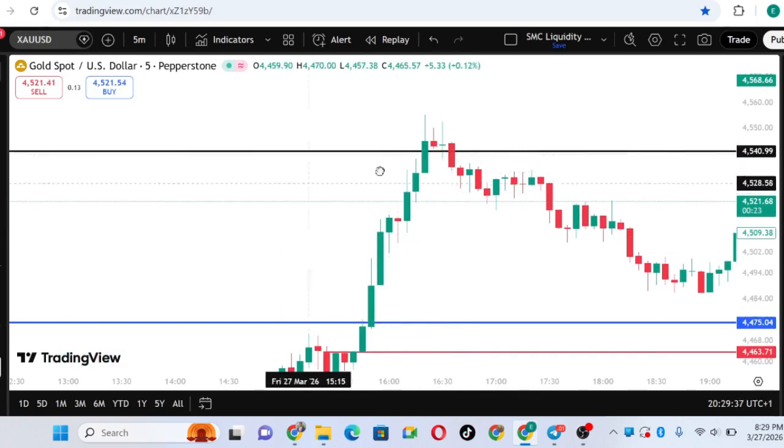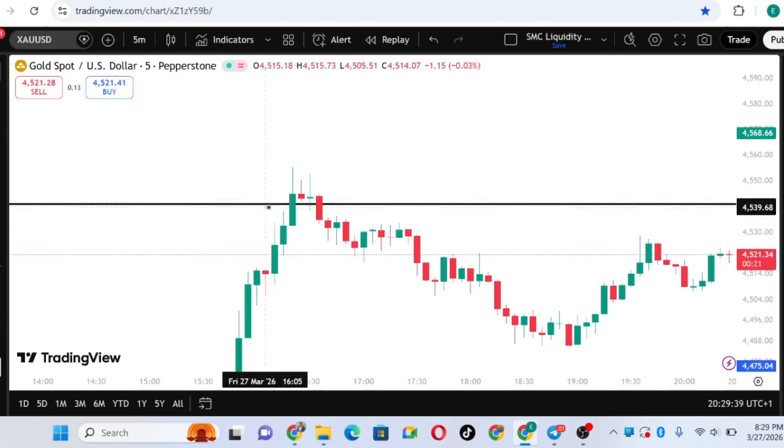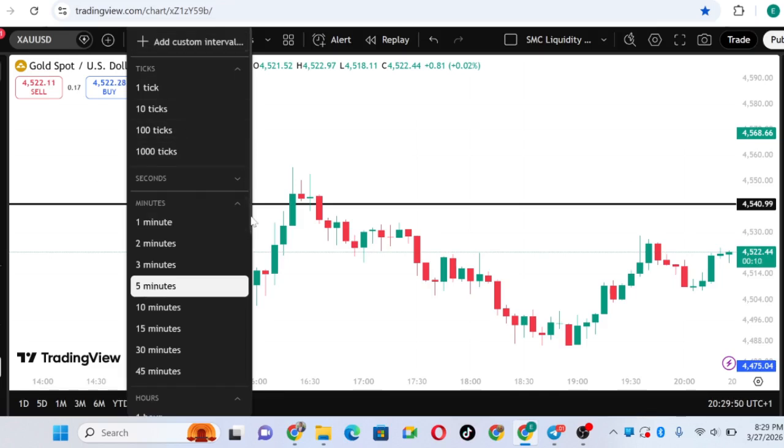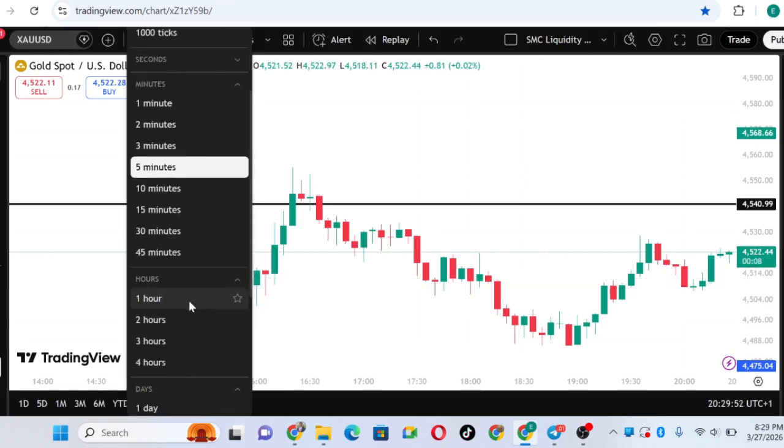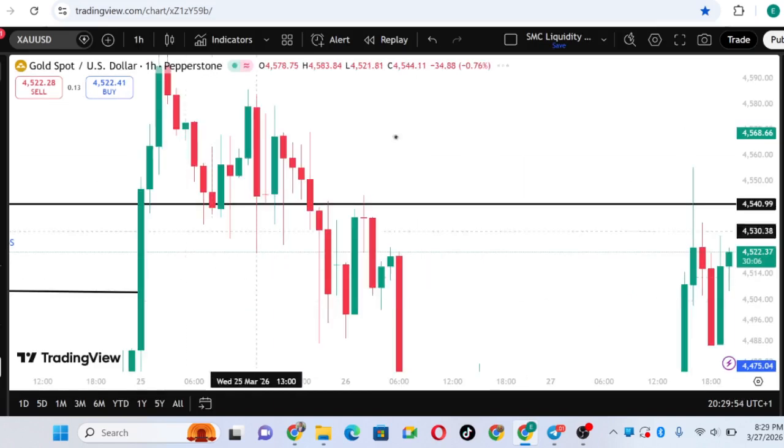Now remember, this was the previous day high that we marked out. Previous day high, and it went high and came down. So let me take you to 1 hour so you see what happened at this point. Let's go to 1 hour. I want you to see what truly happened. You know, this is 5 minutes. So we are here on 1 hour.